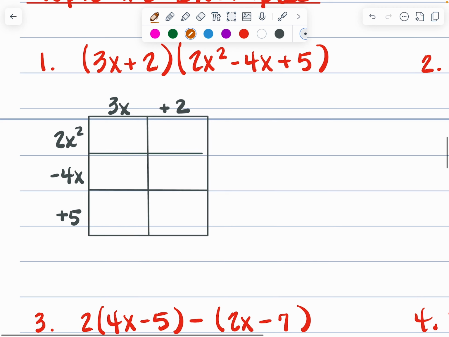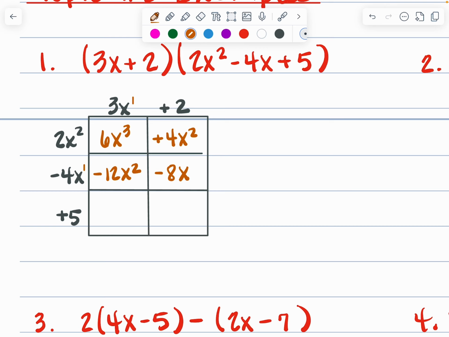Let's see, I'm going to change colors when I do that. So here we go. To get this box, we're going to multiply 3x times 2x squared, which is going to give us 6x cubed. Remember, we add the powers when we multiply x's. There's an understood 1 right here. And then to get this box, we multiply the positive 2 times the positive 2x squared, which gives me positive 4x squared. And then to get this box, we multiply the 3x times the negative 4x, which is going to give us negative 12x squared. Again, we add the powers because we're multiplying an x times another x. And then to get this box, we multiply the negative 4x times the positive 2, which is going to give us negative 8x.